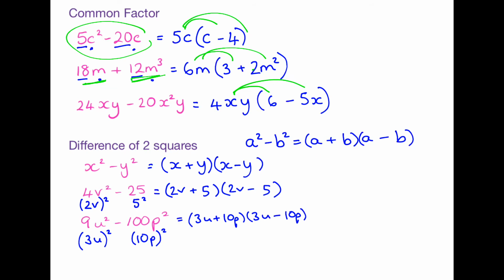Okay, so if you've got a squared thing, take away a squared thing, it's a difference of 2 squares. Okay, so difference, remember, means subtract. 2 means you've got 2 terms, and squares mean the terms both need to be something squared.